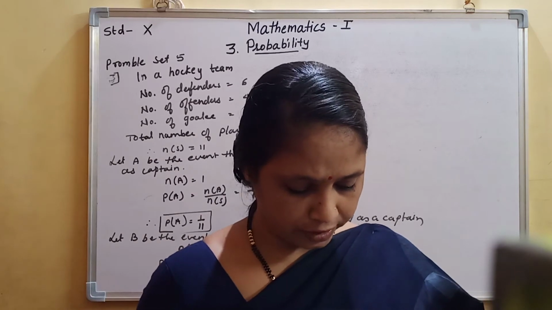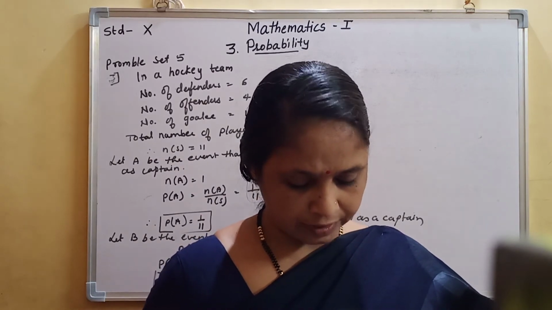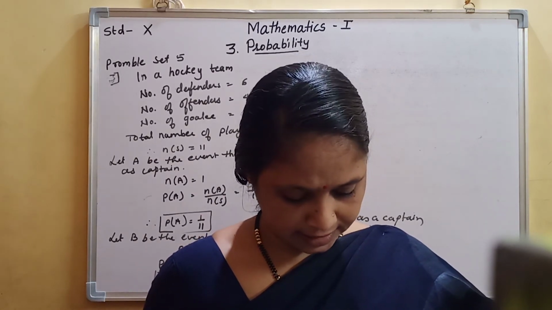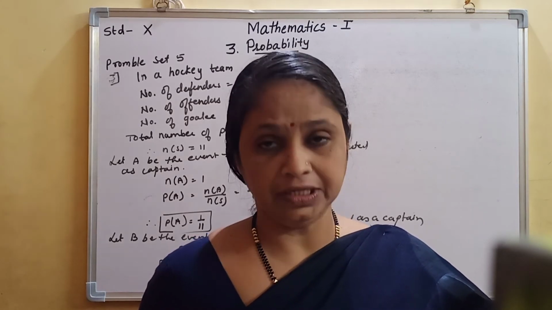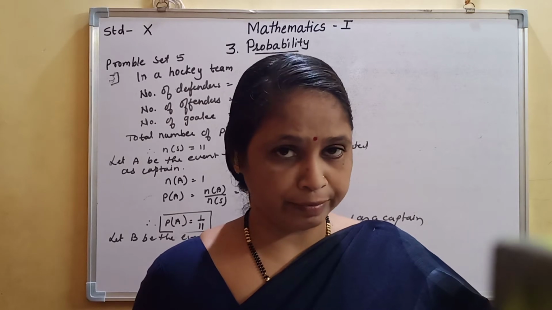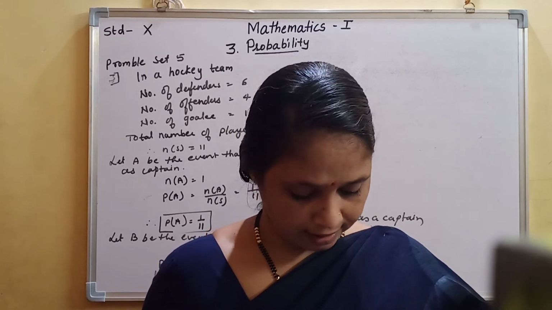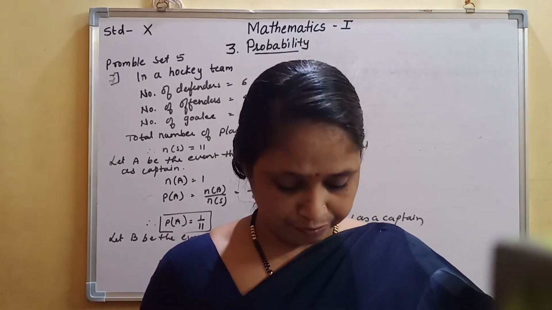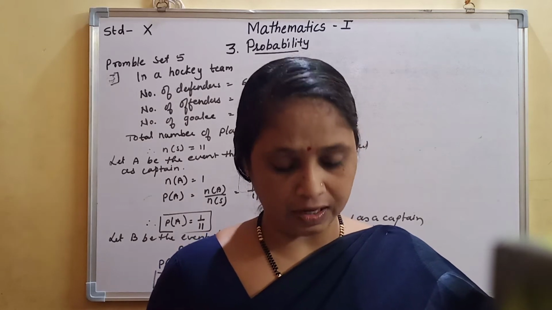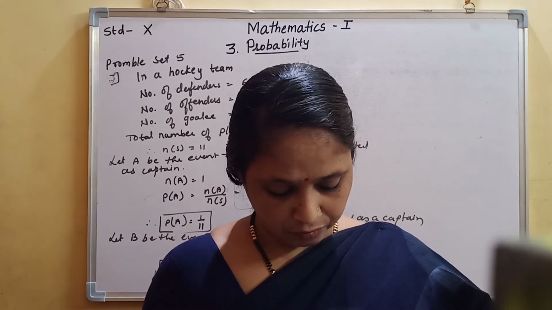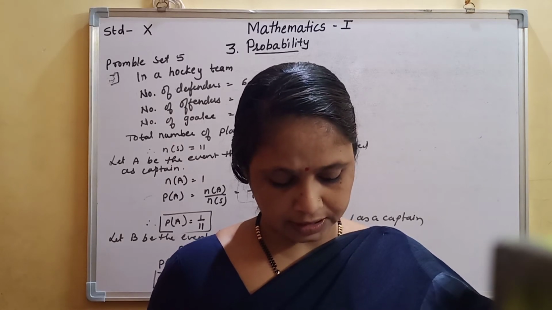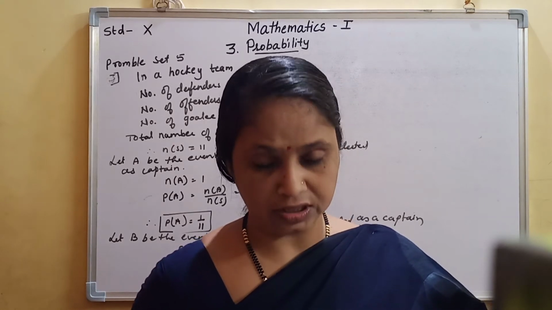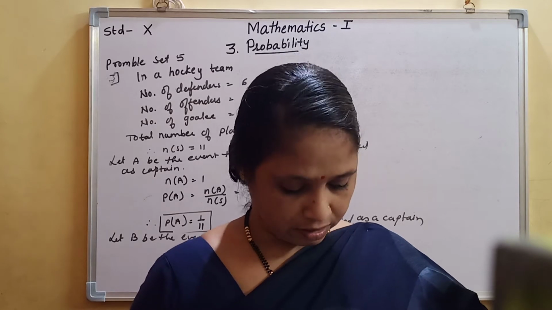Question number 4 is, Joseph kept 26 cards in a cap, bearing one English alphabet on each card. Joseph kept how many cards? 26 cards in a cap, bearing one English alphabet on each card. One card is drawn at random. What is the probability that the card drawn is a vowel card?